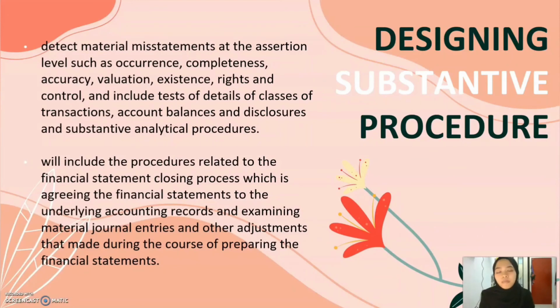The auditor will plan and perform substantive procedure to be responsive to the assessment of the risk of material misstatement. The auditor will include the procedure related to the financial statement closing process, which is agreeing the financial statement to the underlying accounting records and examining material journal entries and other adjustments made during the course of preparing the financial statement. When the auditor has determined the assessed risk of material misstatement is a significant risk, the auditor should perform substantive procedure specifically responsive to that risk.